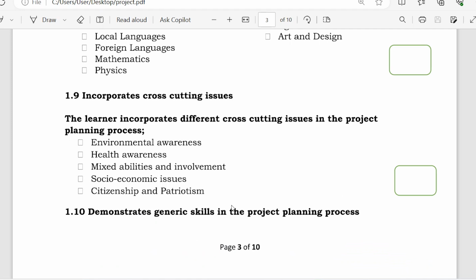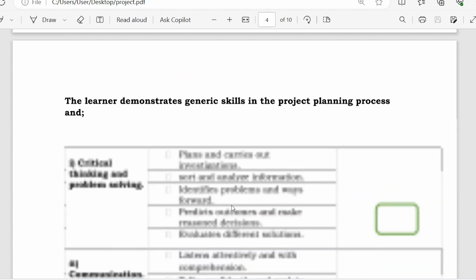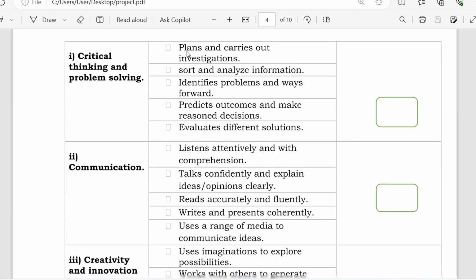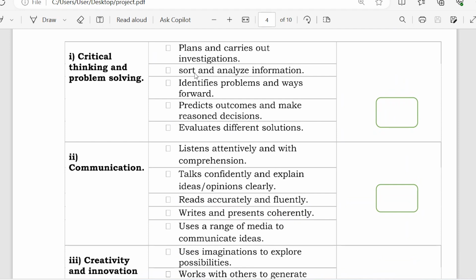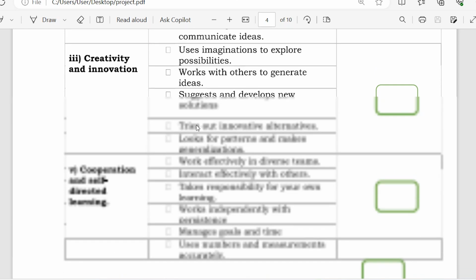And then finally, you look at the generic skills here. You tick based on what the learner has done. Did the learner plan and carry out an investigation? If yes, you tick it. Sort and analyze information? Yes, you tick it, all accordingly.